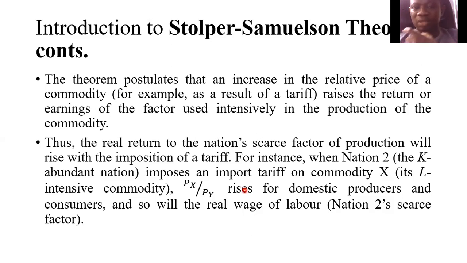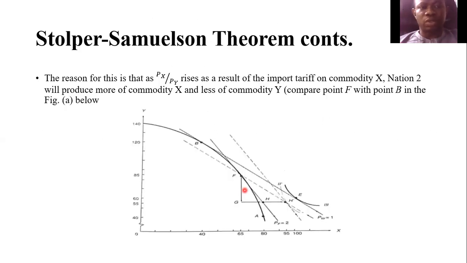And that means such a country will experience an increase in the real wage. If this happens, the country is going to suffer for it. With the imposition of tariffs, the country is going to experience a major setback. The reason for this is that PX over PY rises. With the increase in tariff on commodity X, nation two will produce more of commodity X and less of commodity Y.